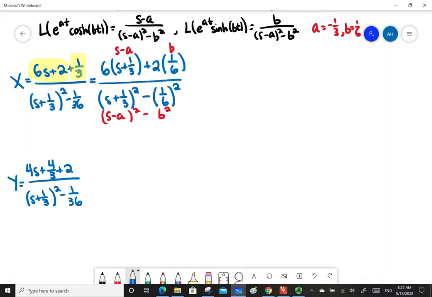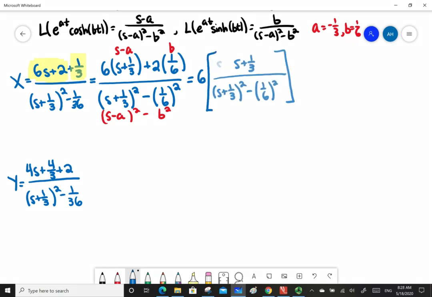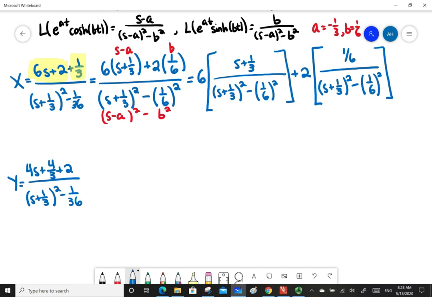Now, splitting this up into two pieces, I have the first fraction, which will be 6 times (s plus a third) over (s plus a third) squared minus (1/6) squared, which looks exactly like the Laplace transform of e to the at times the hyperbolic cosine of bt, plus 2 times (1/6) over (s plus 1/3) squared minus (1/6) squared, which looks exactly like the transform of e to the at times the hyperbolic sine of bt.